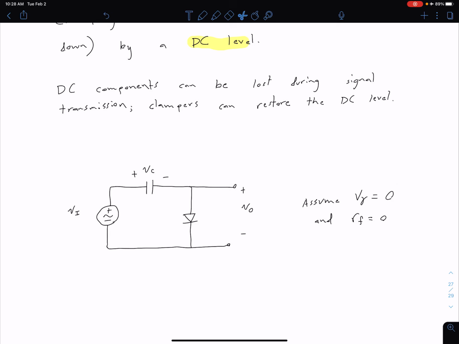About as basic as we can get is something like this, where we just have a sinusoidal voltage source VI, a capacitor, and a diode. For this case, we're going to assume that we have a cut-in voltage of 0 and an RF value of 0 as well. We could add in a V gamma and even an RF, and it's not going to change the overall behavior too much. So we just consider this with values of 0, just to get a general understanding of what the circuit is doing.